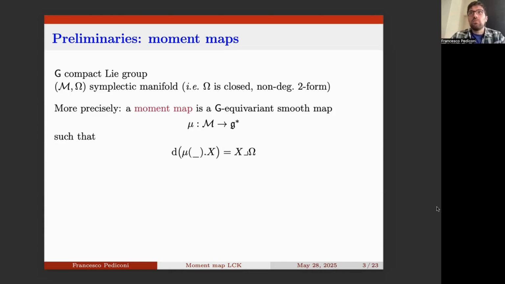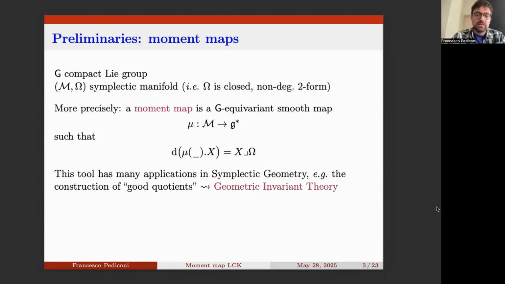So why is it important to have a moment map in symplectic geometry? It has a lot of applications. For example, one of the main applications of moment maps is that they allow you to construct good quotients. This also establishes a bridge between symplectic geometry and geometric invariant theory, which is a branch of algebraic geometry that studies actions of algebraic groups, and in particular allows you to take quotients even when the topology is bad, in a sense.